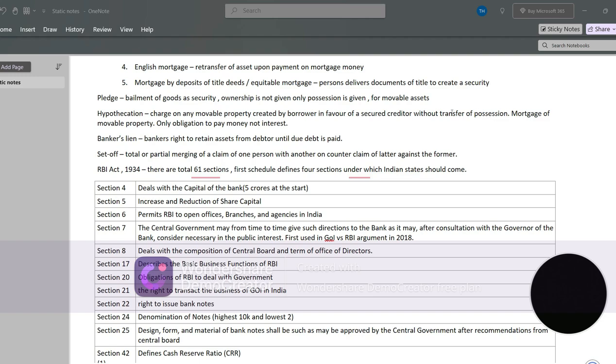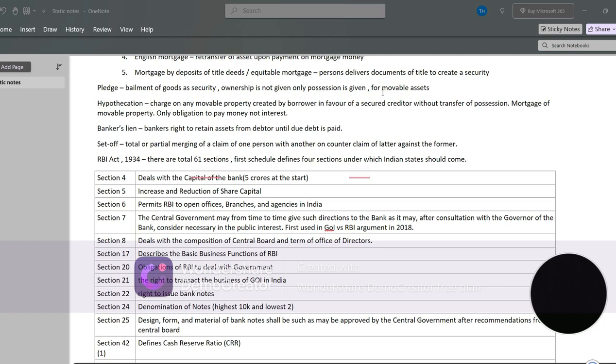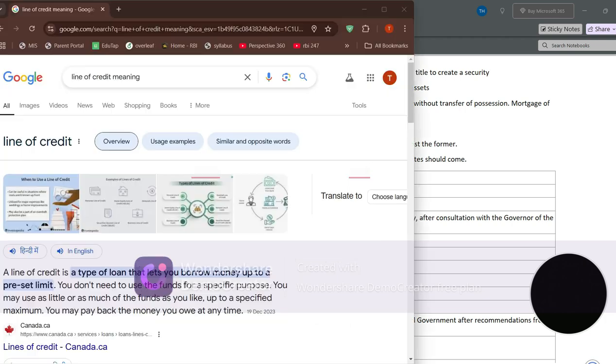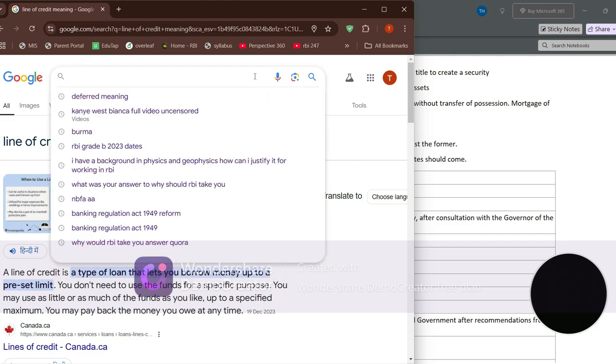without transfer of possession. Mortgage of movable property. It is only an obligation to pay money, not interest. I'm not able to understand it. Let's search it. It's hypothecation.